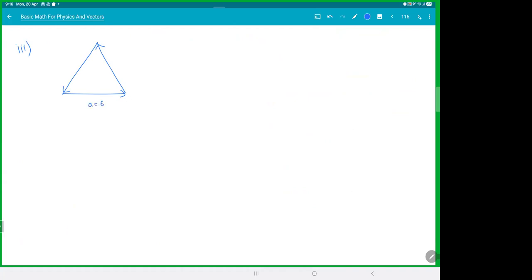So A is 6, B is 6, C is 7. If you take this angle to be theta, this angle to be theta, this angle will be 180 minus 2 theta. And I hope you guys remember cosine rule. If this is A, the opposite angle will be capital A. If that is B, the opposite angle will be B, and that would be C. The cosine rule says cos A, the angle opposite to the side A, is B square plus C square minus A square by 2BC.